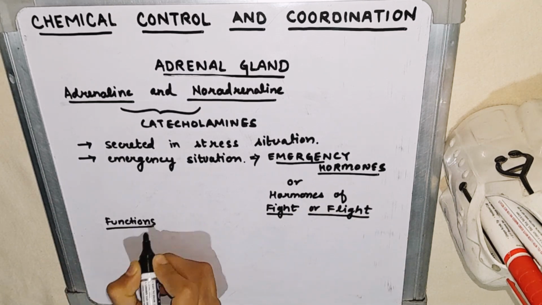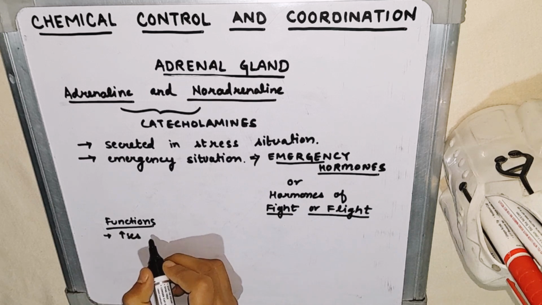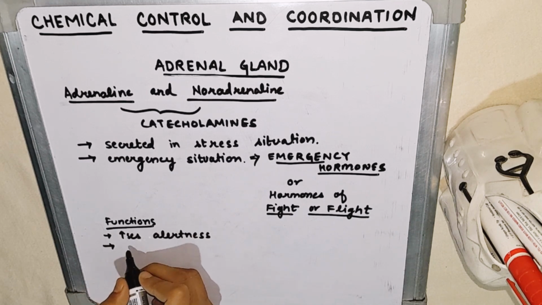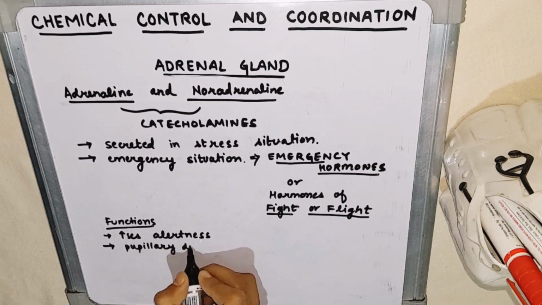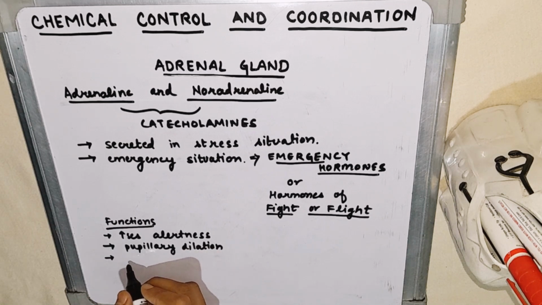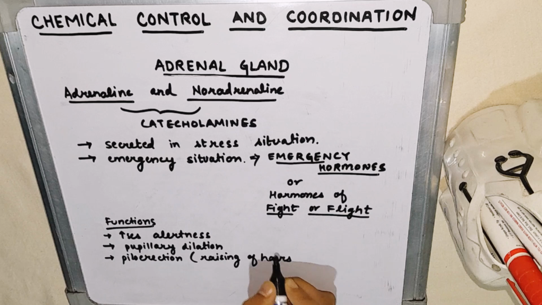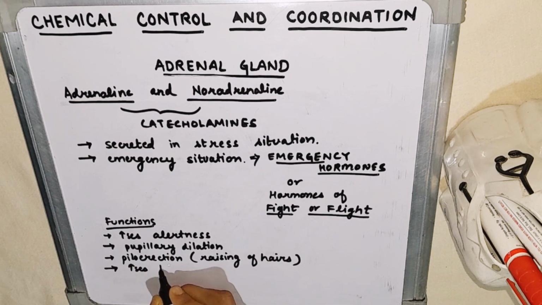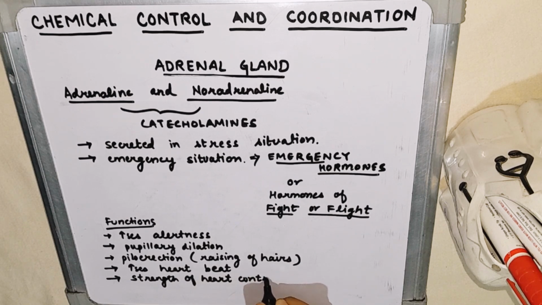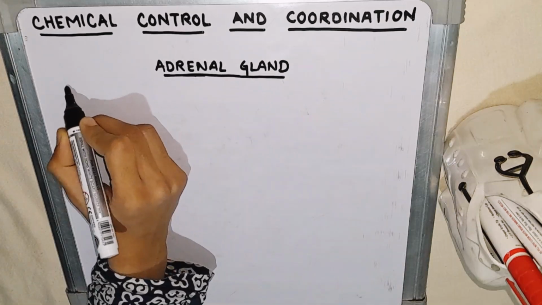Now the functions of these hormones are: they increase the alertness and pupillary dilation. They are used to increase piloerection. Piloerection means raising of the hairs. Next, they increase the heartbeat and the strength of heart contraction. They also increase the rate of respiration. So this was all about adrenaline and noradrenaline.